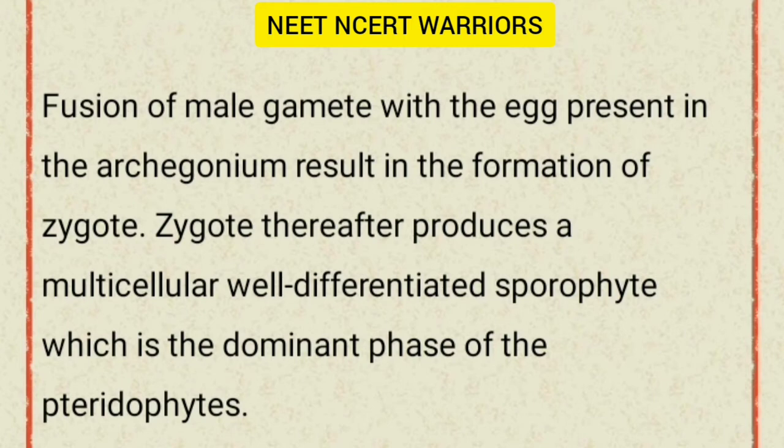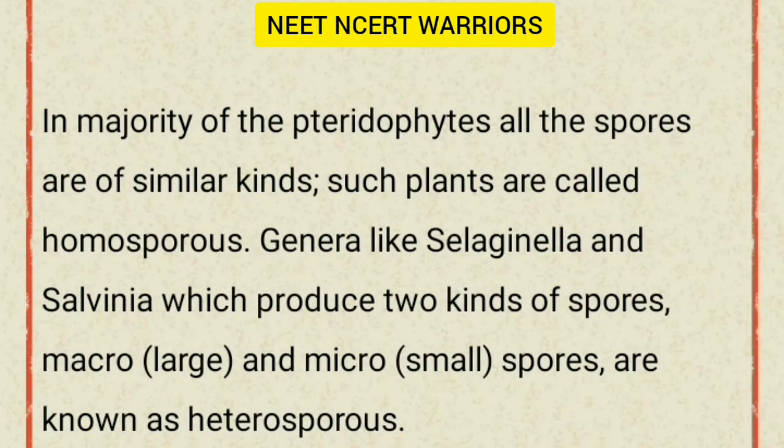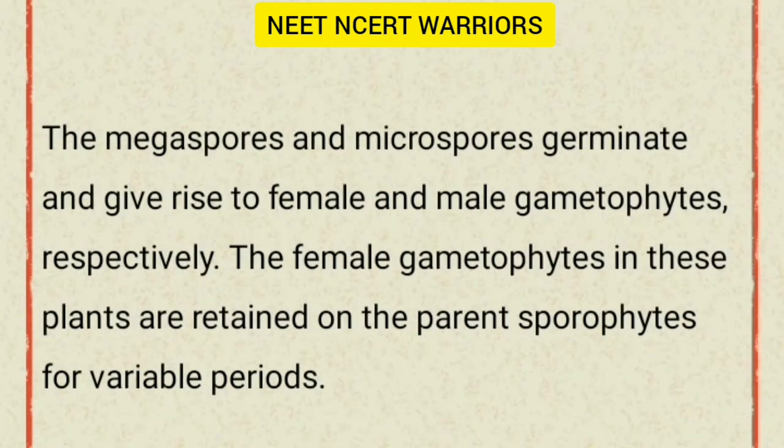Zygote thereafter produces a multicellular, well-differentiated sporophyte, which is the dominant phase of the pteridophytes. In majority of the pteridophytes, all the spores are of similar kinds. Such plants are called homosporous. Genera like Selaginella and Salvinia, which produce two kinds of spores, macro, large, and micro, small, spores, are known as heterosporous. The megaspores and microspores germinate and give rise to female and male gametophytes, respectively.